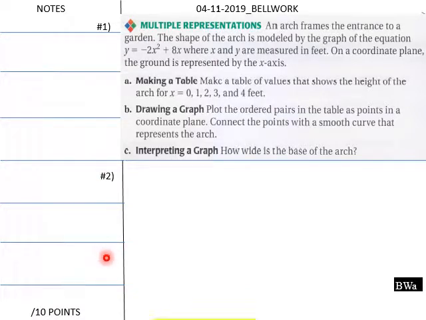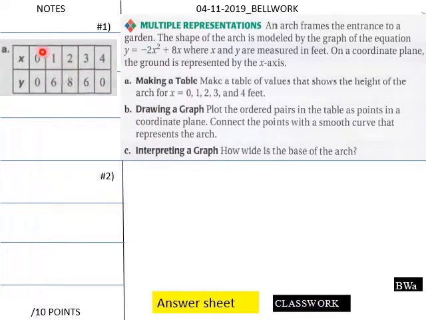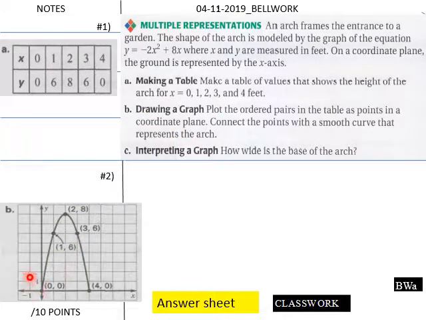Okay, welcome back. Our solution to our bell work today: here's your table for this equation. Make a table for the values shown that shows the height of the arch, 0, 1, 2, 3, and 4. And here they are. And then drawing a graph. Here is your graph. It is a parabola.